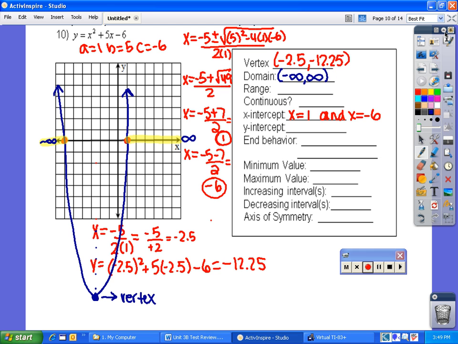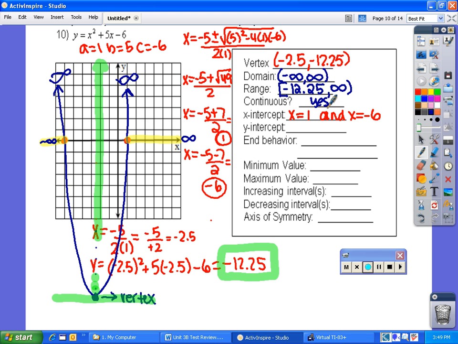Your range is how low does it go to how high does it go. So your range is what's the lowest point all the way to what's the highest point. In that case, our lowest point is negative 12.25. That winds up being our lowest point, and then our highest point goes all the way up to infinity. Make sure you put a bracket at 12.25. It is continuous because it doesn't ever break up.